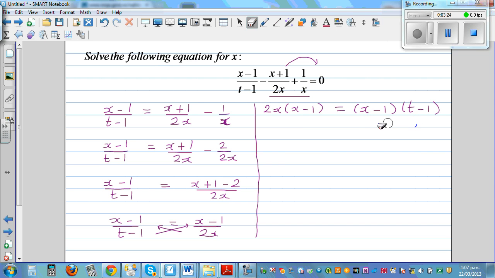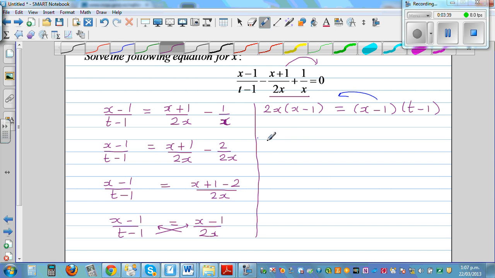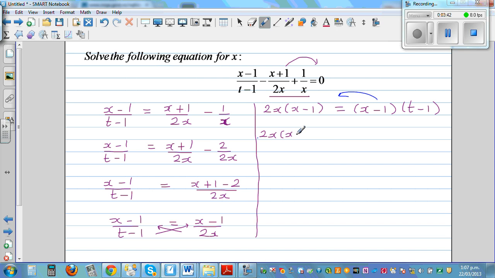Okay, so now what I'm going to do is move this to this side without expanding it. So this is 2x times (x minus 1), take away (x minus 1) times (t minus 1) is equal to 0. So what can you factor out? You can factor out x minus 1. So if you factor out x minus 1, you have 2x minus t minus 1 equal to 0. So now I can set this equal to 0 or this equal to 0.